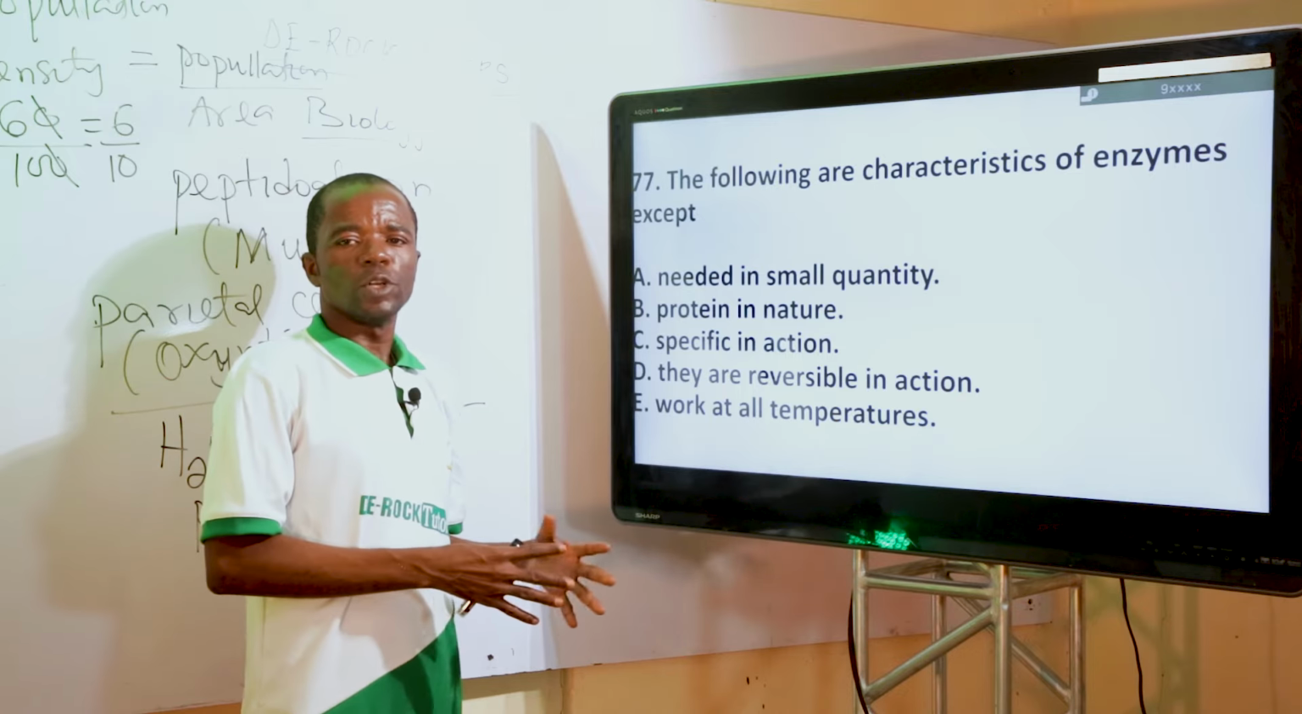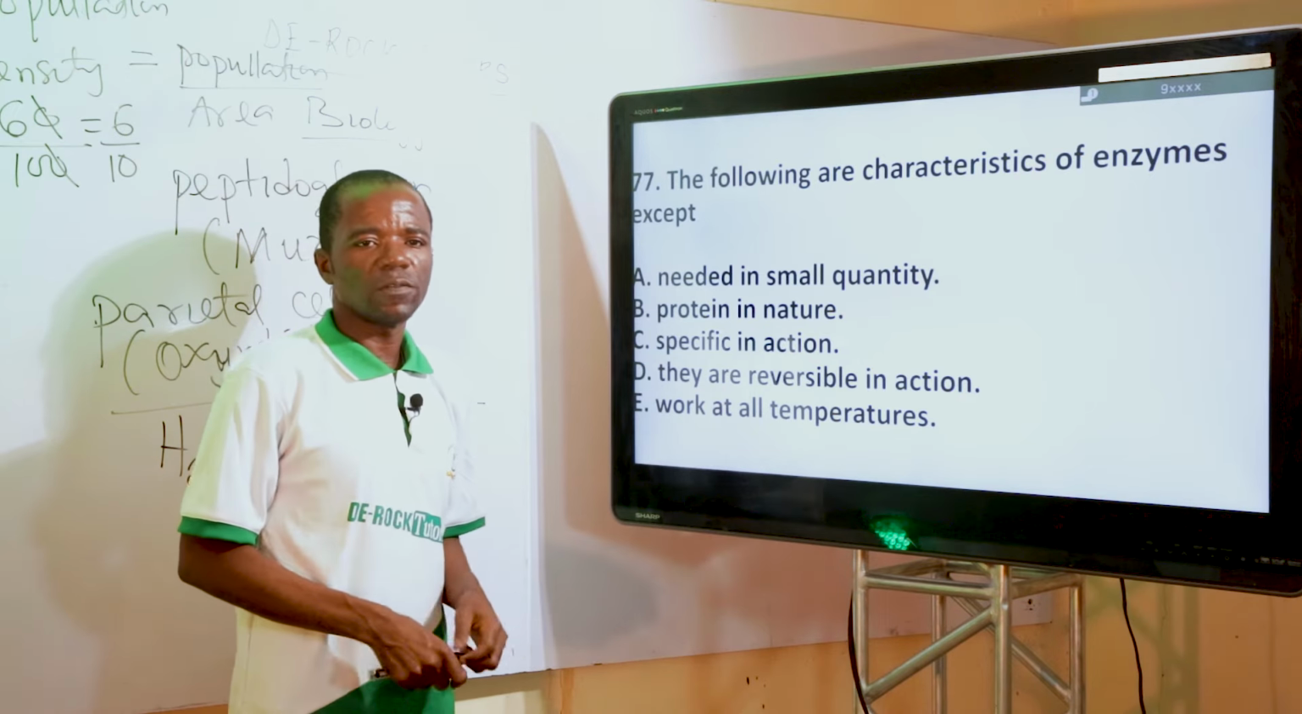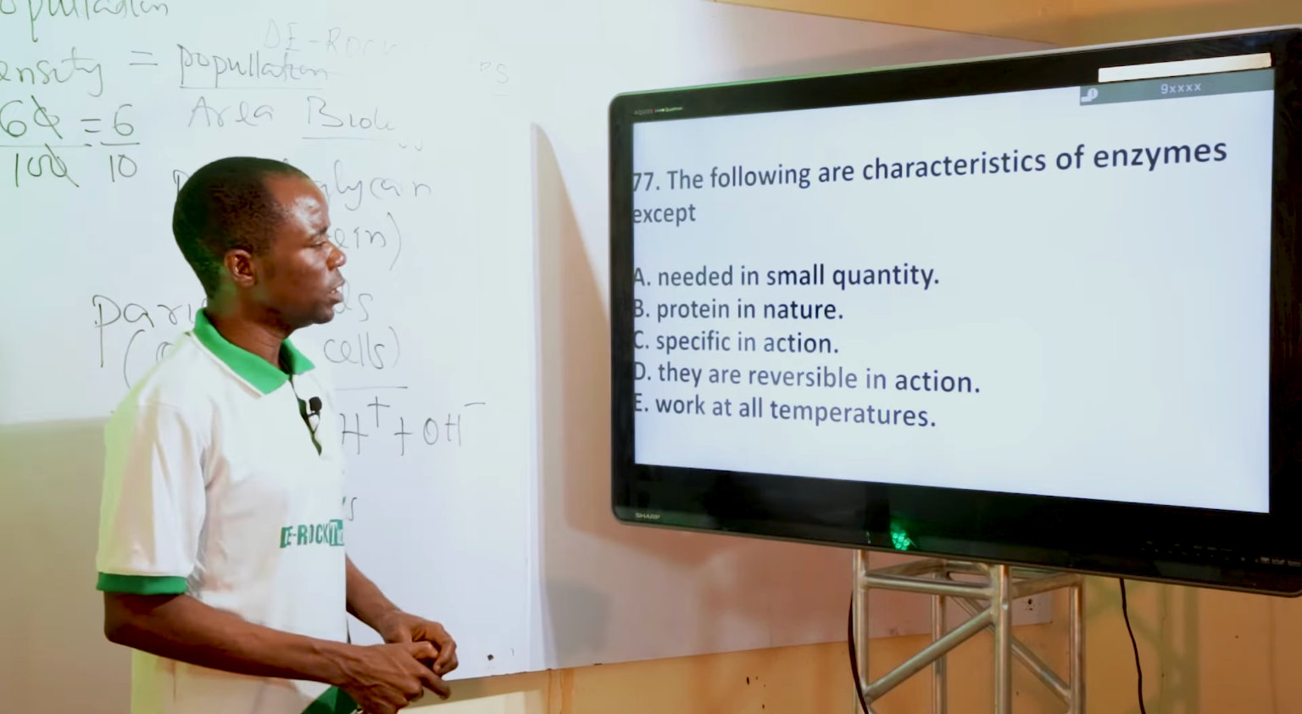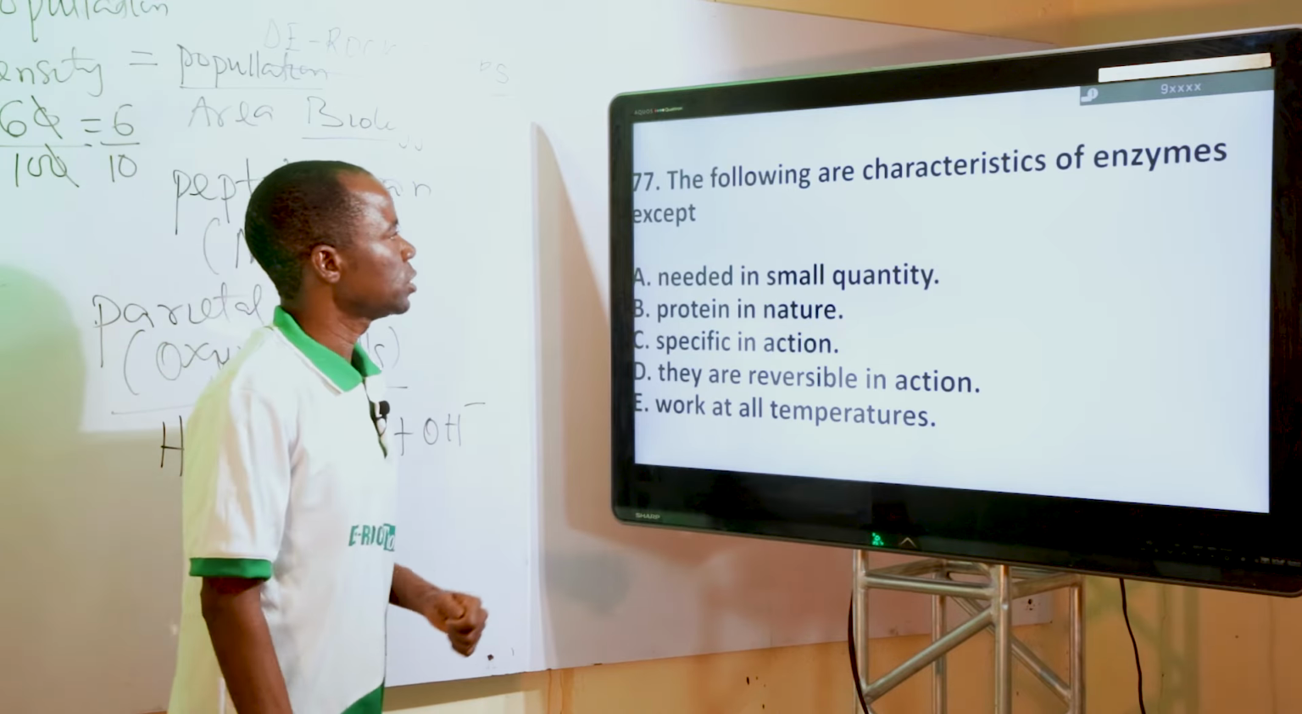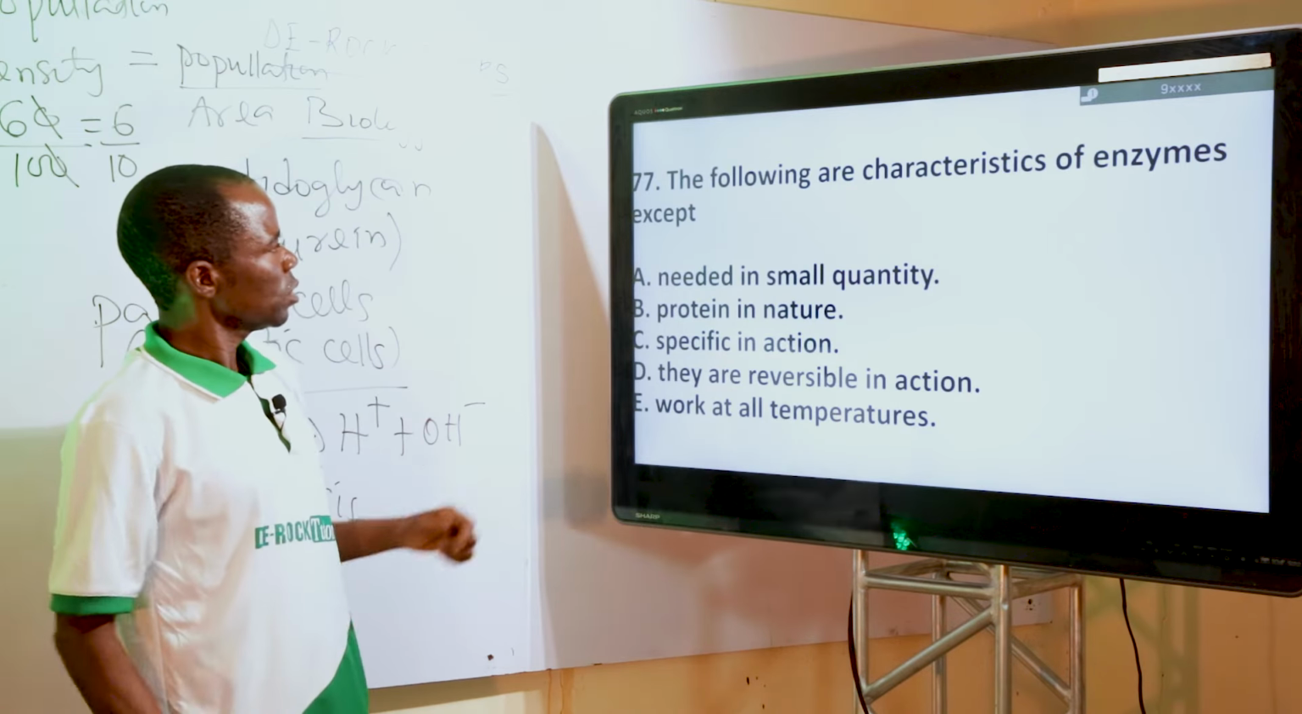And the optimal temperature for enzymatic action is between 35 to 37 degrees Celsius. So option E is the correct answer in this case. Let's go to number 78.